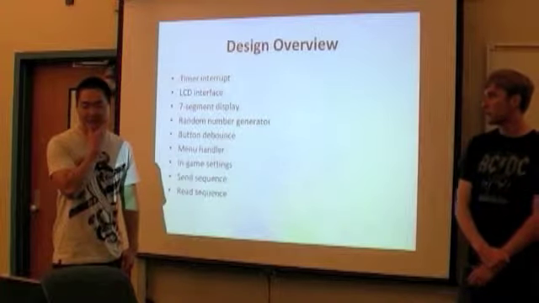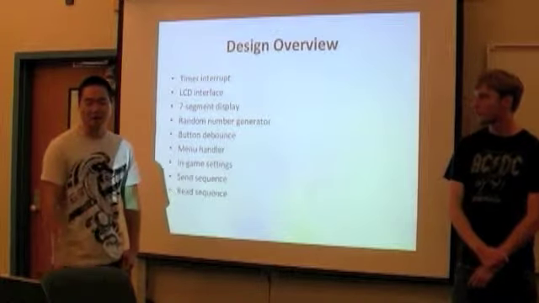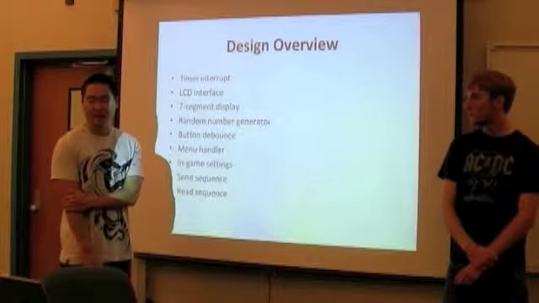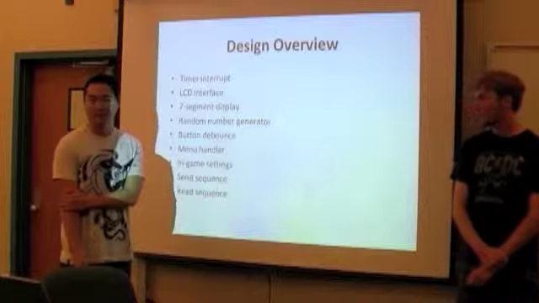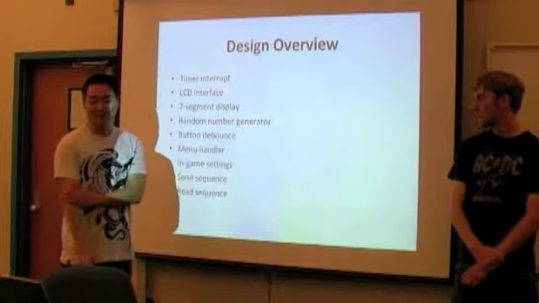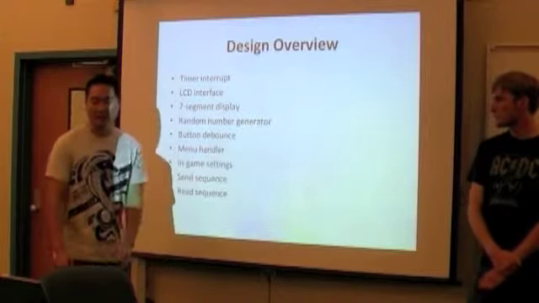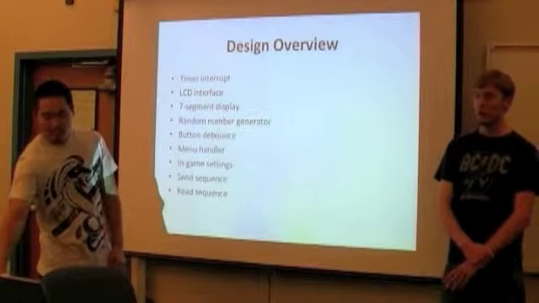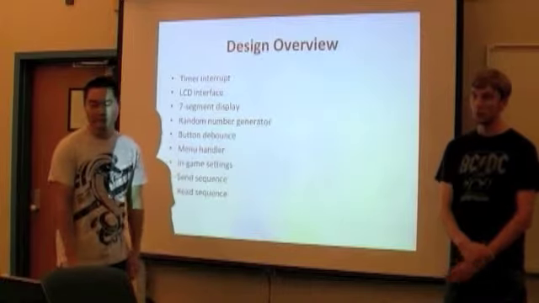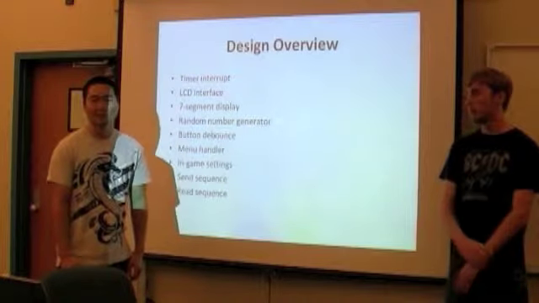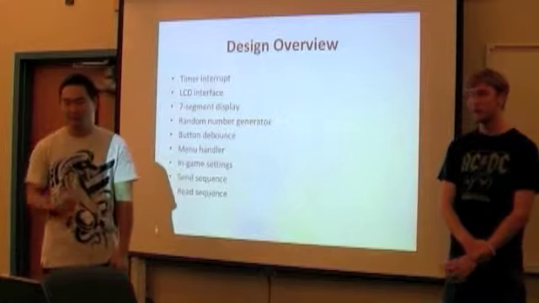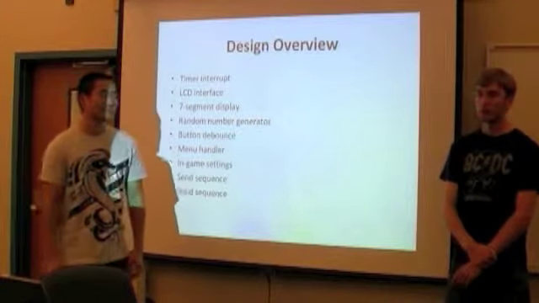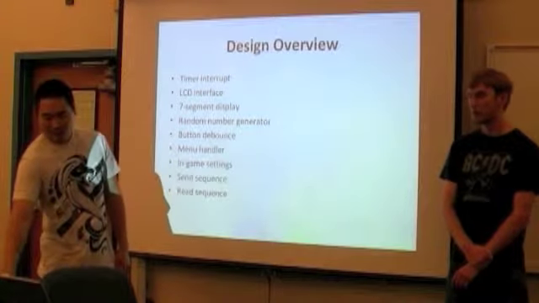We worked on the debounce, like from the previous projects. We also made the menu handler for the settings, and then keeping the sequence and checking it. Initially, we did have a hard limit for keeping the sequence. We just used an array and kept checking the numbers. But we went back through and changed that so it was dynamic. We did some tricky stuff with the random number generator to be able to have it dynamic.